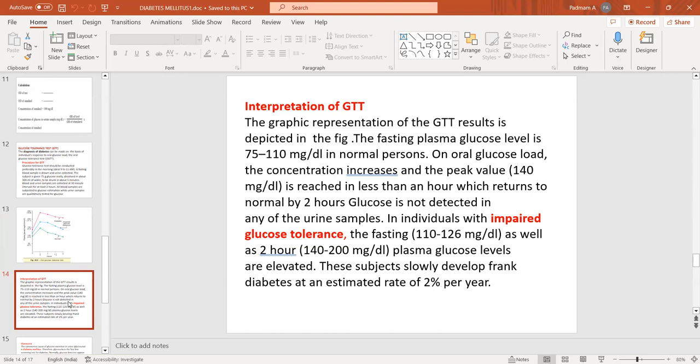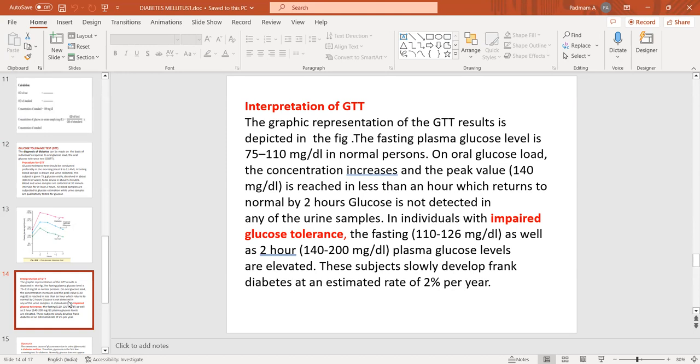Periodically, the urine and blood is taken, and it is estimated accordingly, and we will plot a graph. We will get a curve. Based on the curve, we can find out whether this individual is diabetic or not. The interpretation of GTT curve is the graphical representation of GTT result, which is shown in the figure.